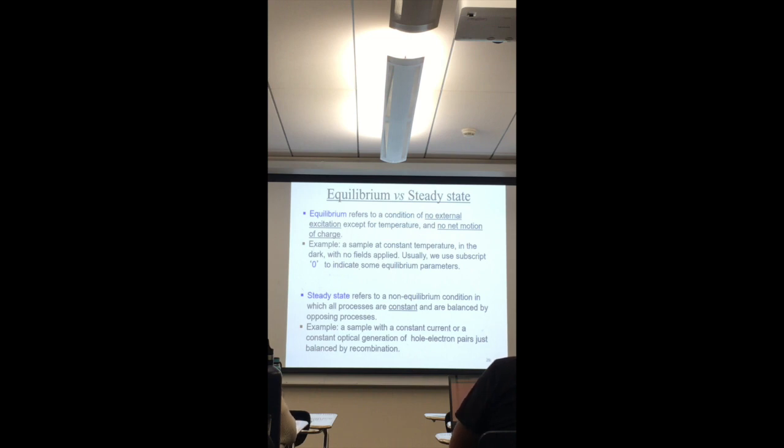Okay? And steady state refers to a non-equilibrium condition in which all processes are constant and are balanced by opposing processes. For example, we have a sample with a constant current or a constant optical generation rate of electron-hole pairs. This generation rate is balanced by recombination. So this is a kind of steady state.